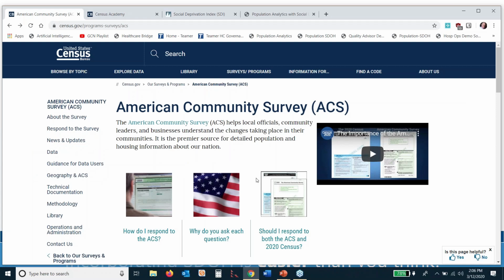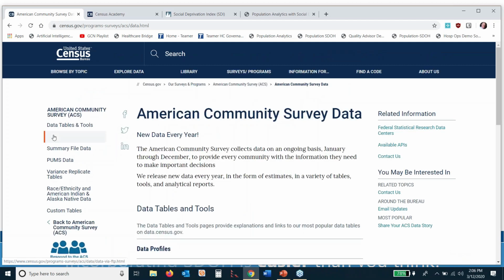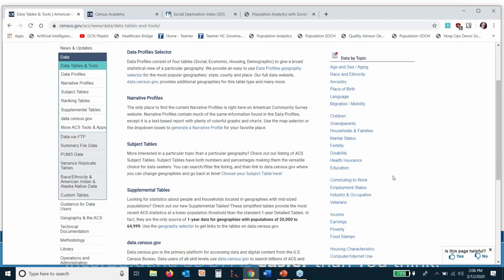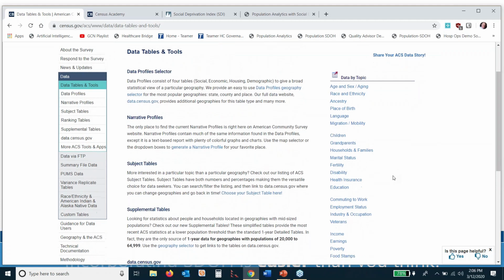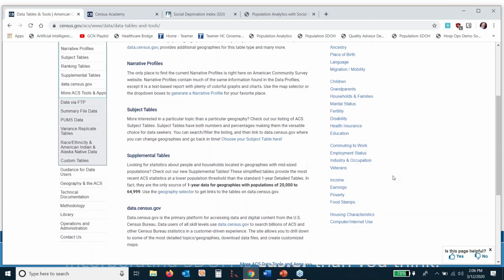So this is the American Community Survey's website. And as you go through here, if you're not already familiar with it, start with the data section, and then from data, you can go down to data tables and tools, and you get a sense over on the right-hand side of the types of information. So you can see the social determinants down towards the bottom.